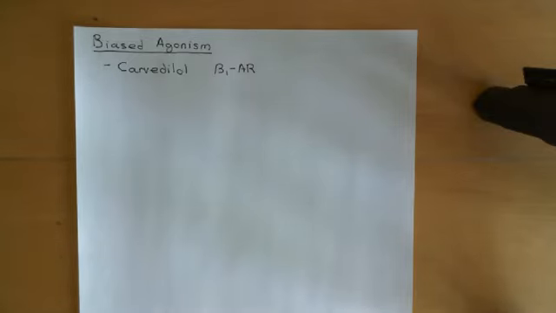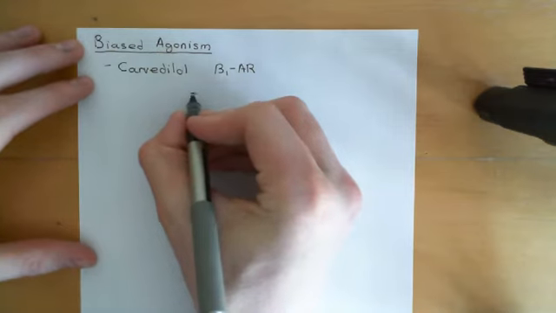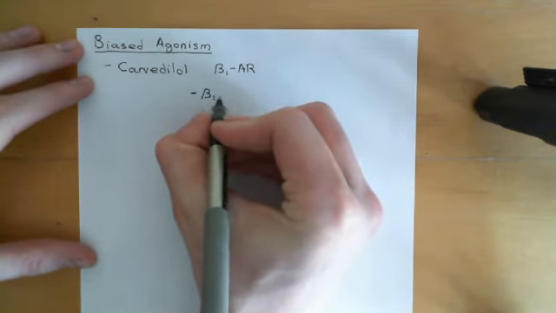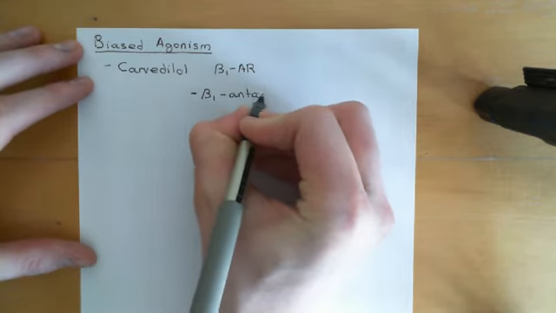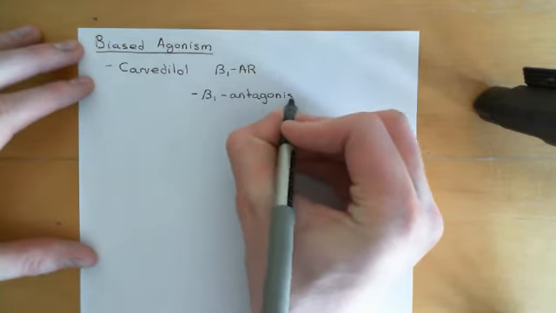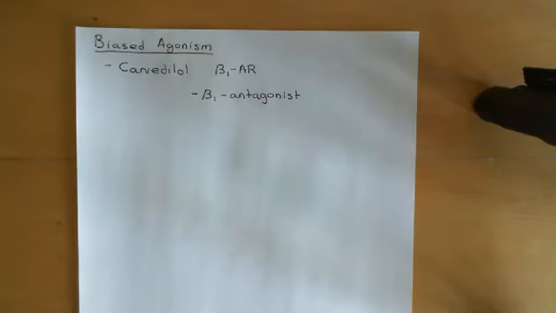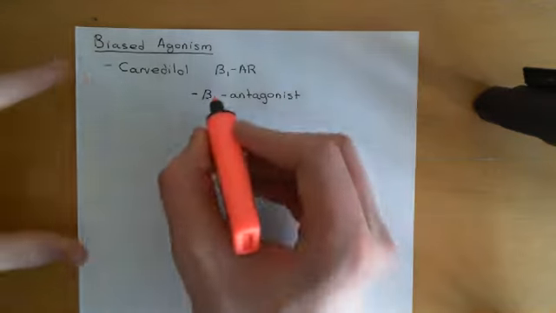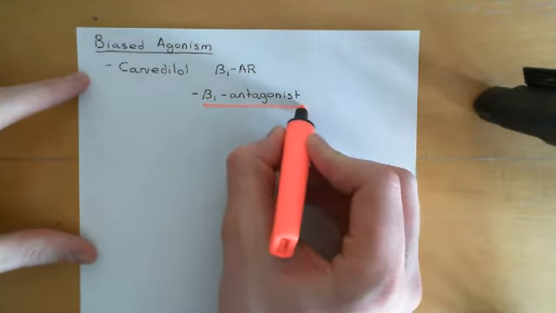But first let me tell you that Carvedilol is classically viewed as being a beta-1 antagonist. This is the little name for it that you will see if you read most pharmacology textbooks. It is supposed to bind to the beta-1 receptor and not alter the signaling of the beta-1 receptor at all. It's supposed merely to block noradrenaline from being able to bind to the receptor and stimulate it. That's the classical view of how Carvedilol interacts with the beta-1 adrenergic receptor.